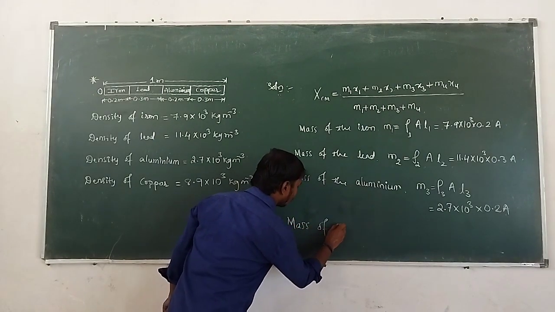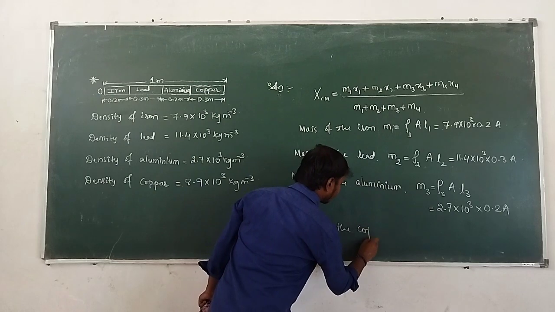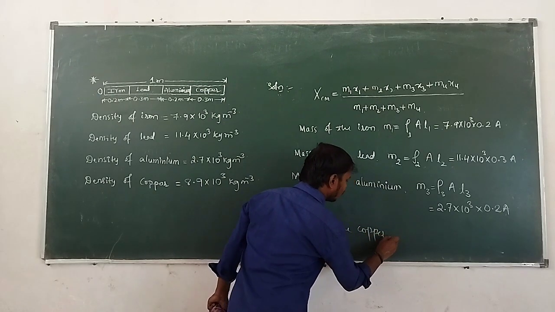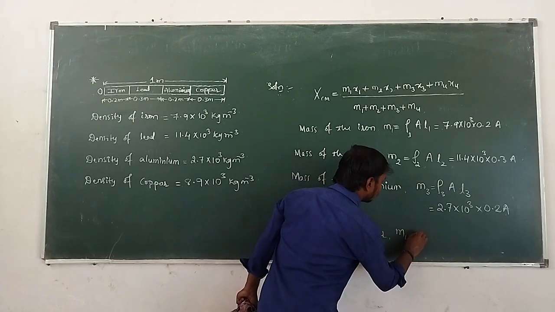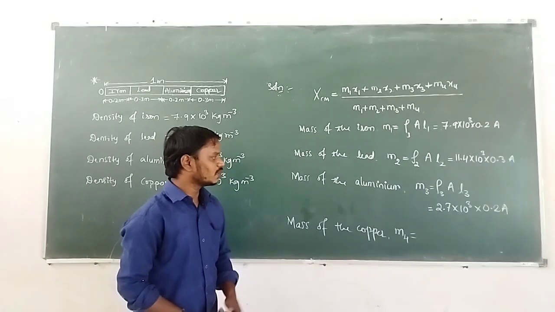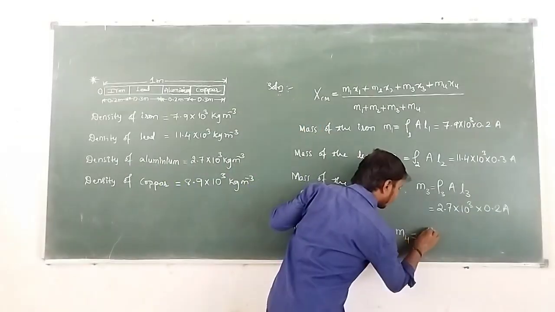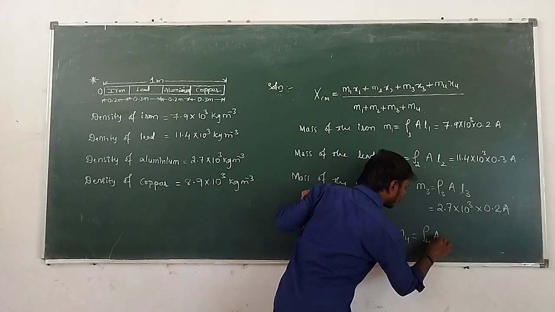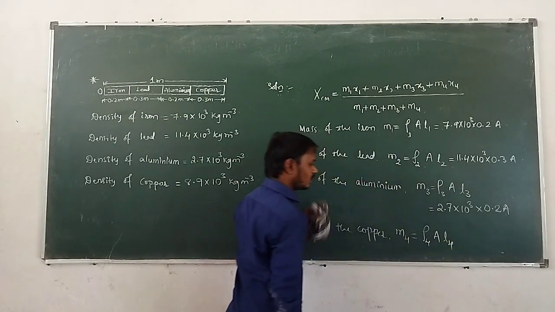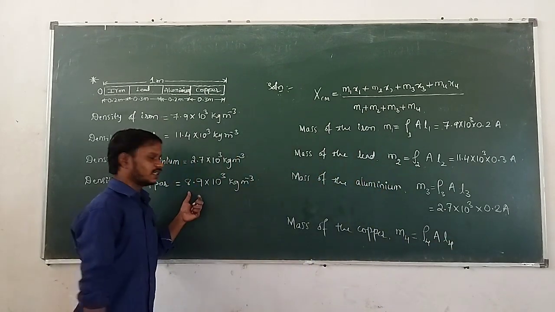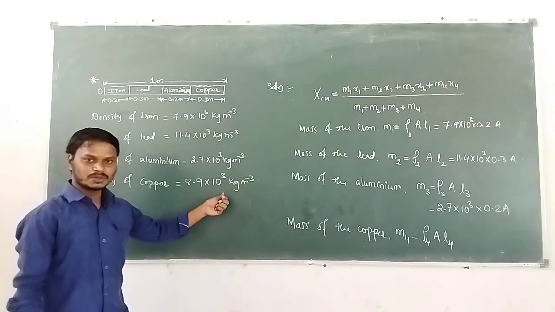And next one, last one, mass of the copper. Mass of the copper can be taken as M4. So that is equal to density of the copper into area of the copper into length of the copper. So density of the copper, how much is given? 8.9 into 10 to the power of 3.